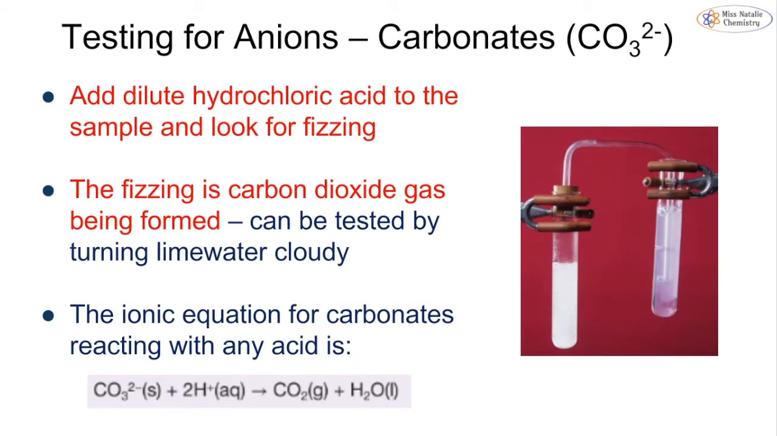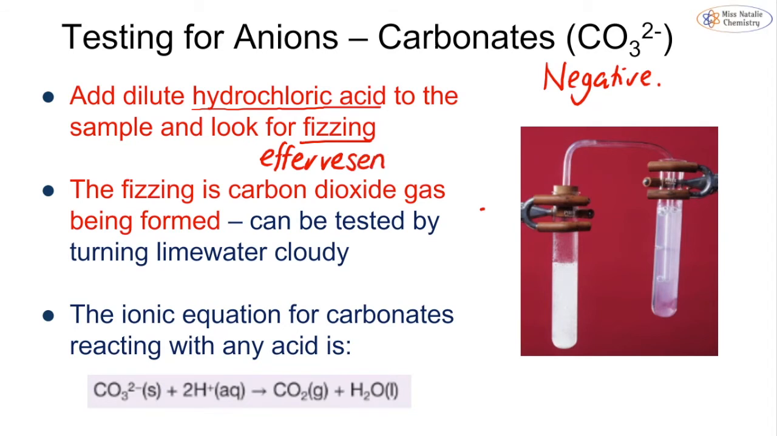So now we have to look at the anions, and remember, anions are negative ions. So the first one we're going to look at is the carbonate ion, which is CO3 2-. Where we start is we add dilute hydrochloric acid, and we should see fizzing, or sometimes written as effervescence. And that effervescence or fizzing that is being formed is carbon dioxide gas.